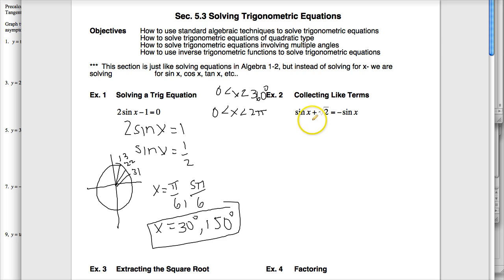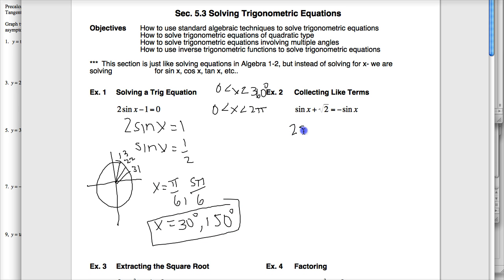Example number 2, collecting like terms. So that example 1 is the easiest example. Those are the ones that we want. But in this case, you'll notice that, just like in regular algebra 1, I have x's on both sides. So you want to get both x's on the same side. So what I'll do is I'll add sine x to both sides, which will give me 2 sine x's on this side, plus radical 2 equals 0.